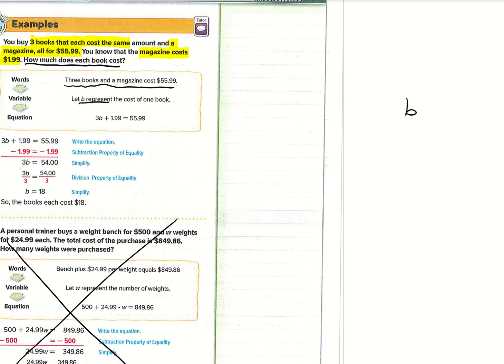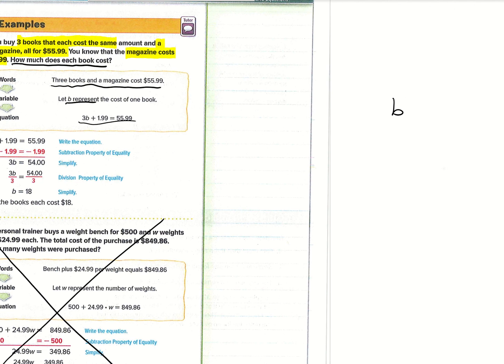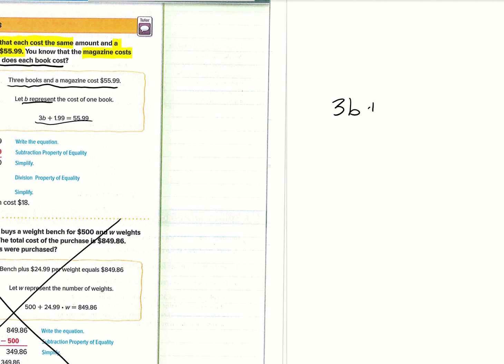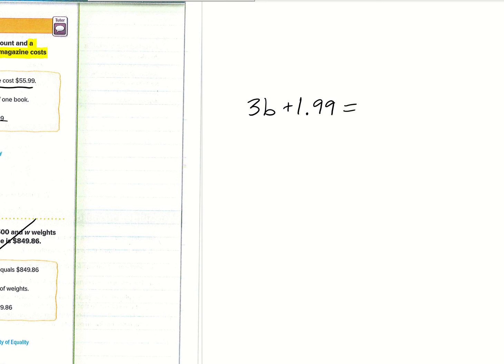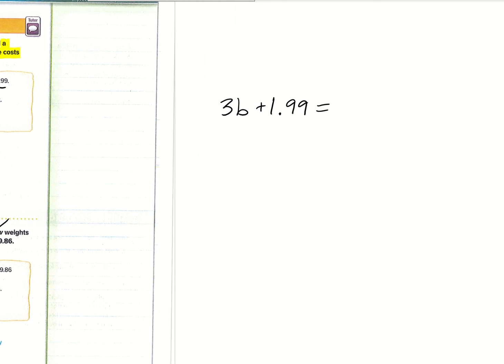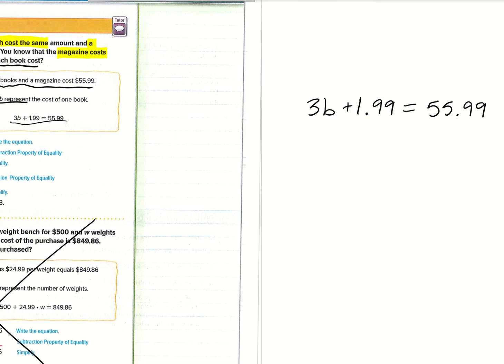Okay, so now that we've got our variable done, we can move on to the equation. All right, they've got it here. So just to show you again how they've decided on that. They did 3b because there's 3 books. And then the magazine, they just went ahead and added on the price of the magazine, which was $1.99. And then last, you know, the total price was $55.99. All right, and there's your equation, just like that.